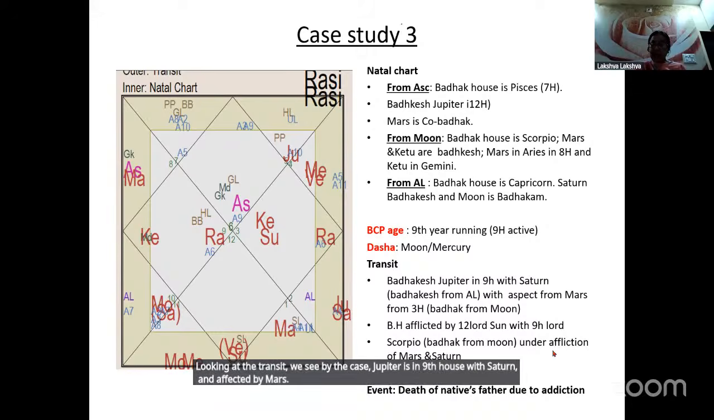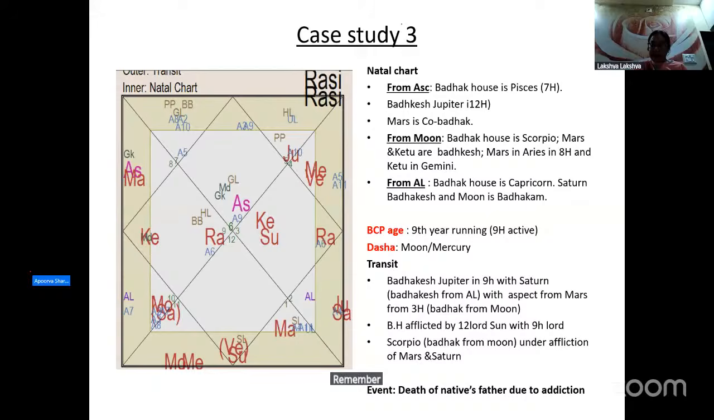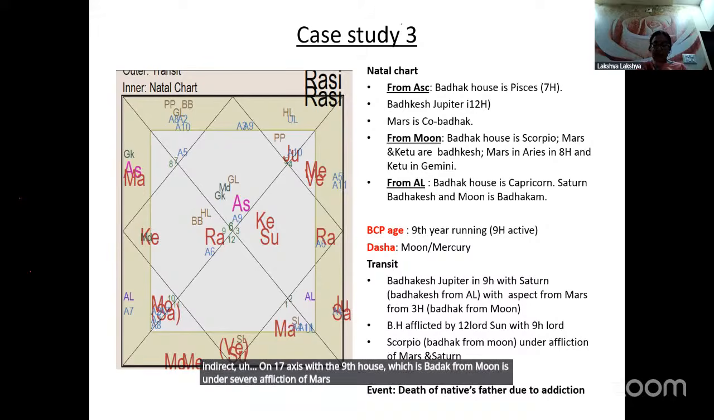The Badhak house Pisces is afflicted by the 12th Lord Sun, and the ninth house Lord is also sitting there. Remember, this is a Maraka house as well. Scorpio, which is the third house, in direct 1/7 axis with the ninth house, which is Badhak from Moon, is under severe affliction of Mars and Saturn. So overall, we see a highly afflicted and active ninth house.